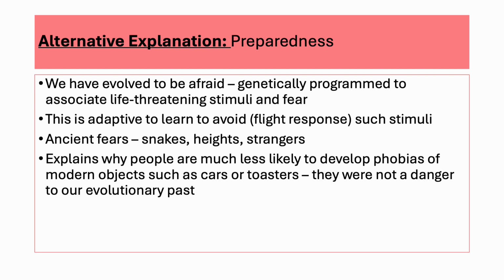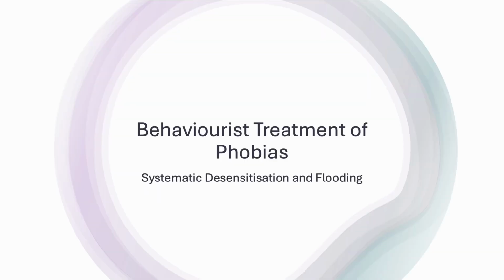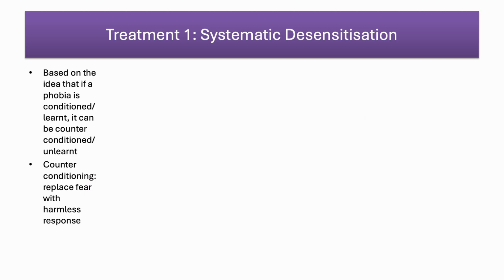Moving on now to the behaviourist treatment of phobias. The behaviourist treatments of phobias that you are expected to know and evaluate are systematic desensitisation and flooding. So we're going to get started with the first treatment, which is systematic desensitisation, and this is based on the idea that if a phobia is learned, it can be unlearned. Or if you want to use the technical terminology, which I would recommend you do, if a behaviour is conditioned, it can be counter-conditioned. Counter-conditioning works through replacing fear with a harmless response.